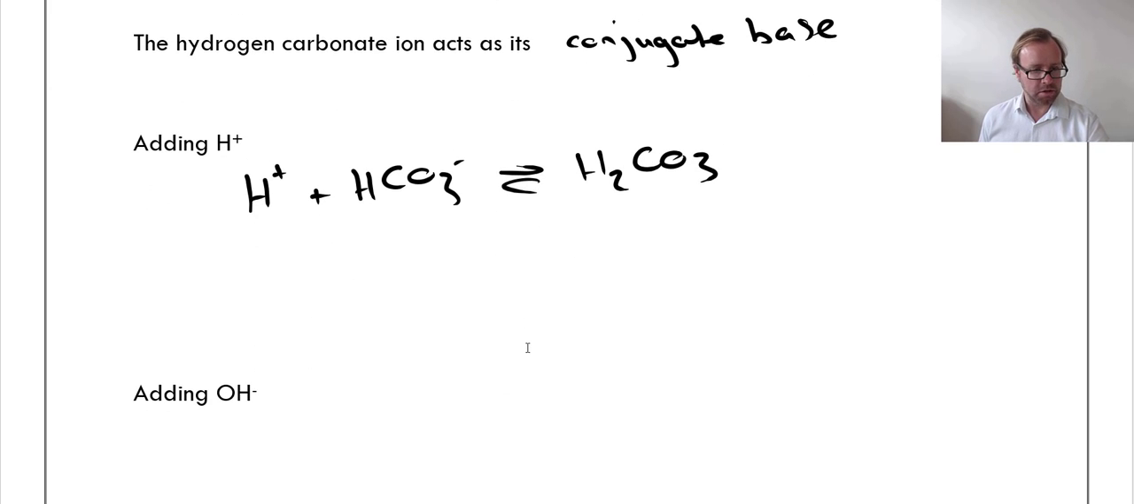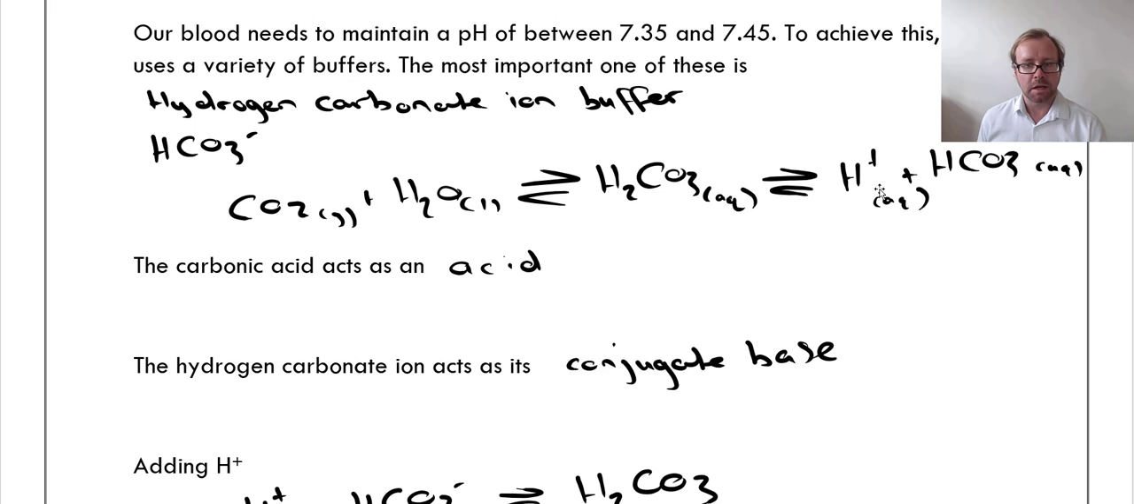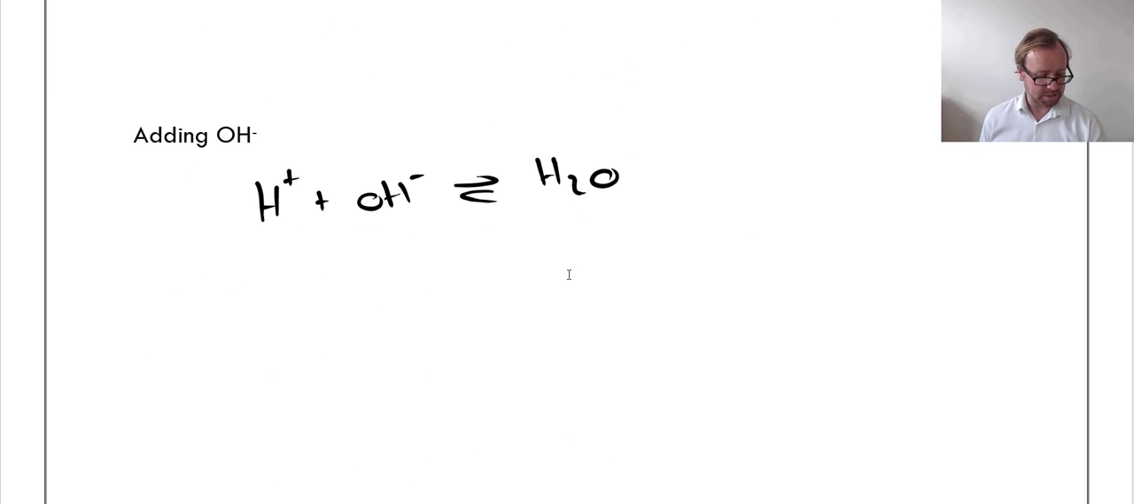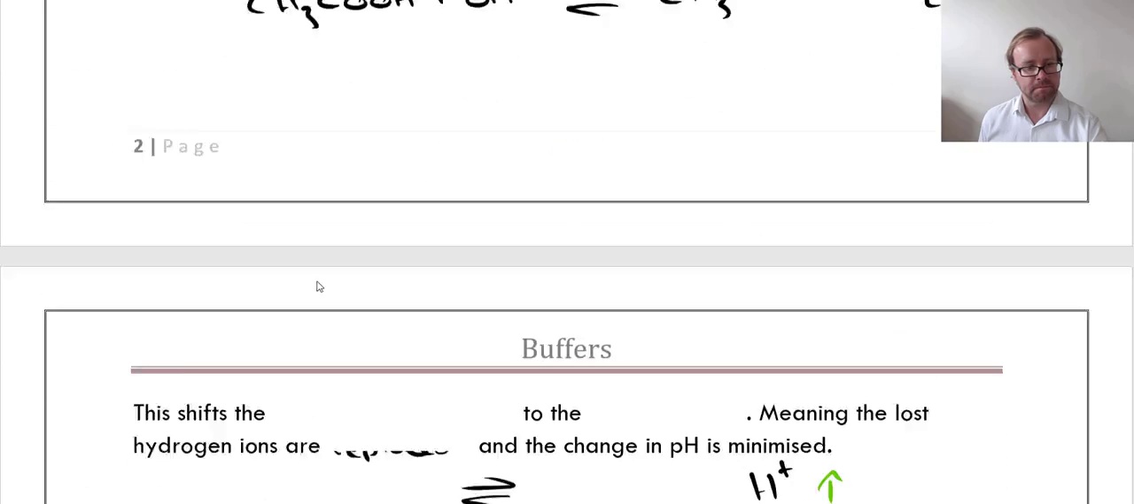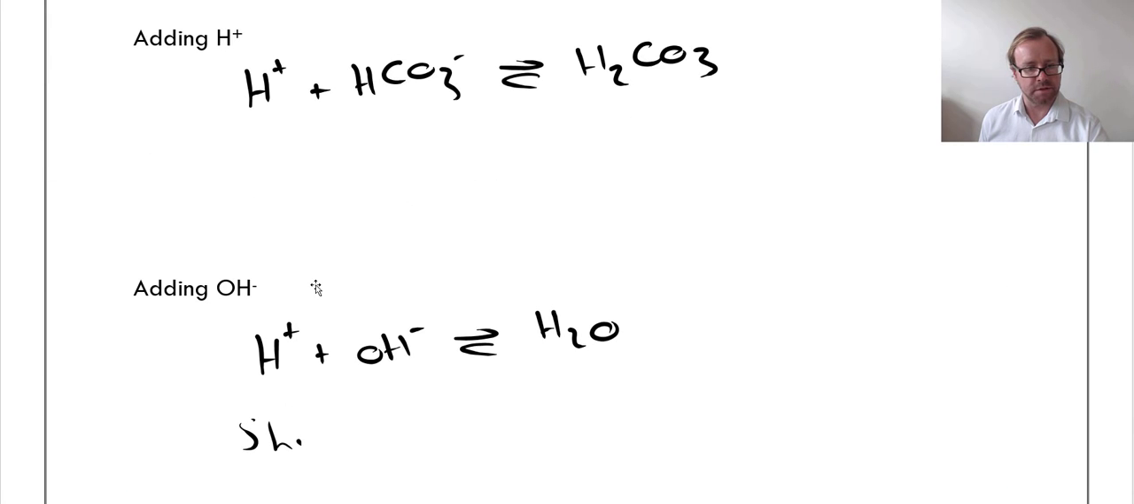And if I add OH-, it will react with the acid to produce H2O. And if we just go back up here, it will shift to the right from here to replace the H+ ions that are lost and therefore minimize the pH change. We'll just write that down here.